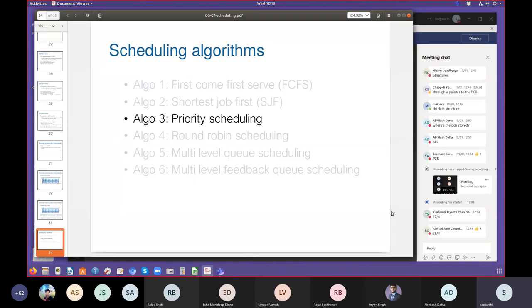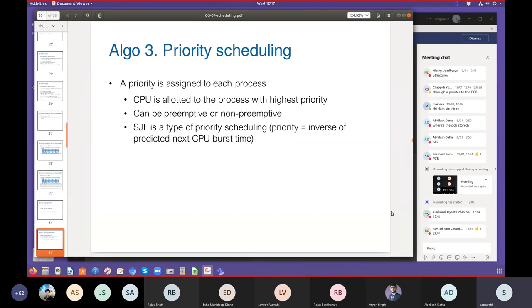Okay, so we discussed two versions of shortest job first. One is non-preemptive, another is preemptive. Now let us move ahead to another scheduling algorithm called priority scheduling. From the name itself, you can understand that some kind of priority will be assigned to the processes. So some kind of priority is assigned to each process and the CPU is allotted to the process with highest priority.